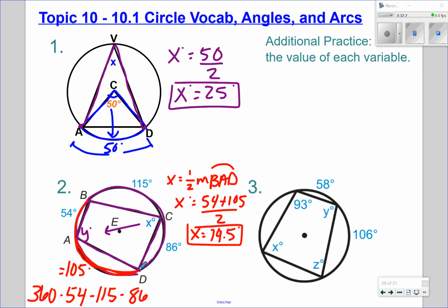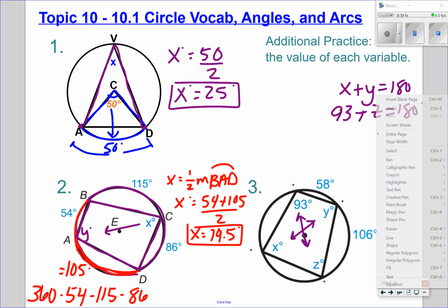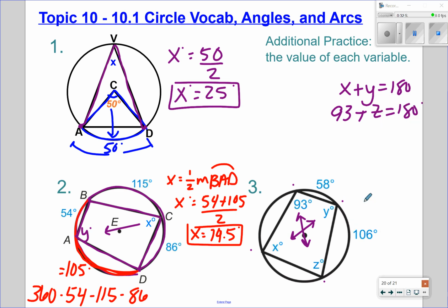Let's take a look at number 3. The first thing I would say is, I have a 4-sided figure inside the circle. I know that opposite angles are supplementary. So in my head, I'm saying that x plus y equals 180. Can't solve anything there because I don't know those. But I'm also saying 93 plus z equals 180. Oh, now I have an easy way to solve for one of my variables. So z is equal to 180 minus the 93. If you subtract those, you get z equals 87.